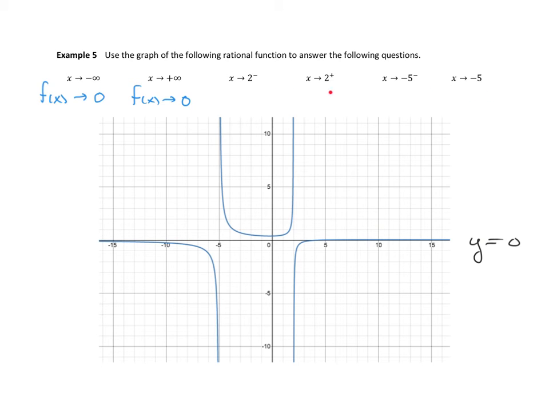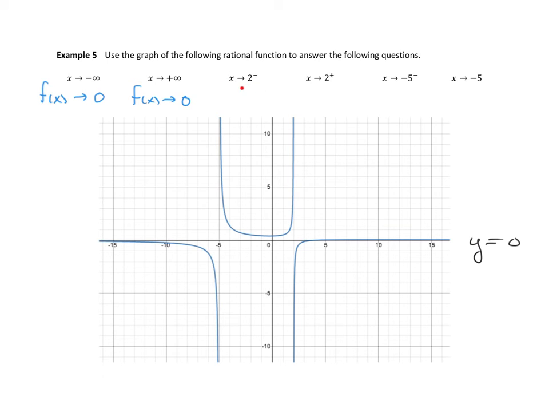For these last 4, here we have x approaches 2, but there's this exponent of negative 1 after that. And over here, there's a 2, but then there's a positive exponent after it. What's the difference between these two things? Well, here's 2, and at 2, there's definitely a vertical asymptote. The negative means you can approach 2, but you're approaching it from the left side. And the positive means, well, you're approaching it from the right side. And the graph is doing two different things from those two different sides.